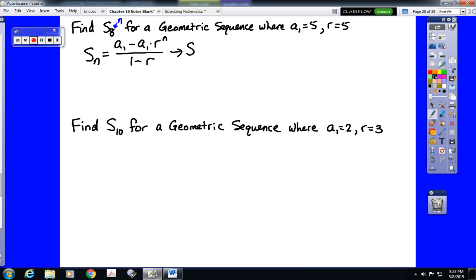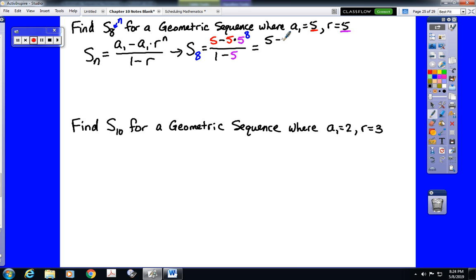So we plug in what we know here. We're finding S sub 8, the 8th partial sum. A sub 1 is 5, that's right here, that 5. So 5 minus 5 times, and then r, coincidentally, is also 5, to the n power, so to the 8th power, over 1 minus r, 5. So then we just have to use our calculator to simplify that down.